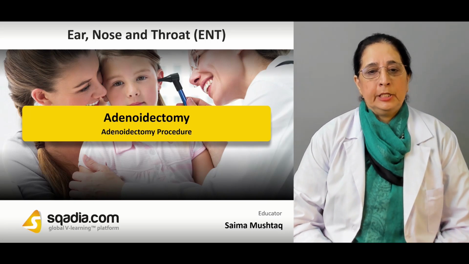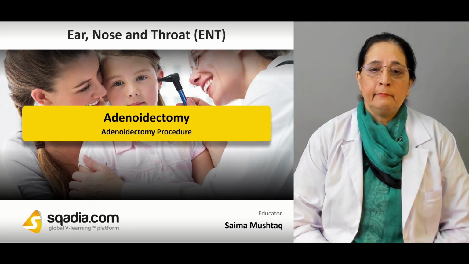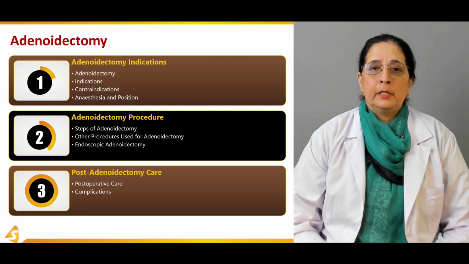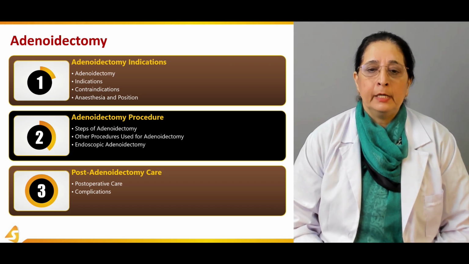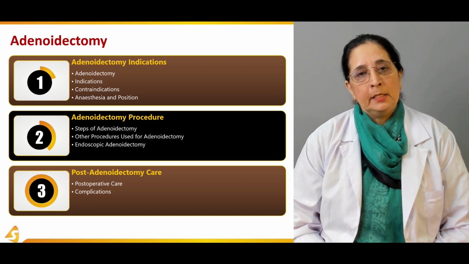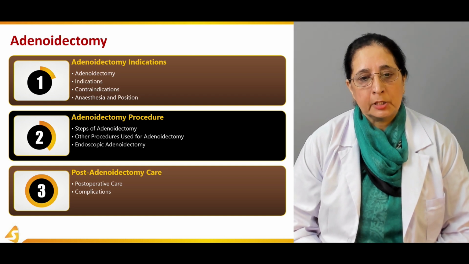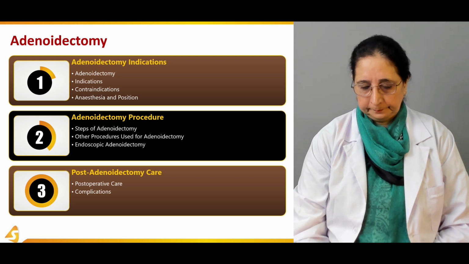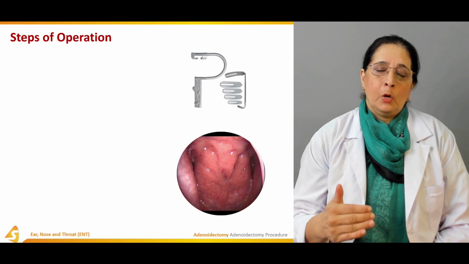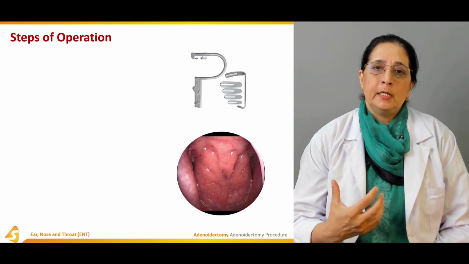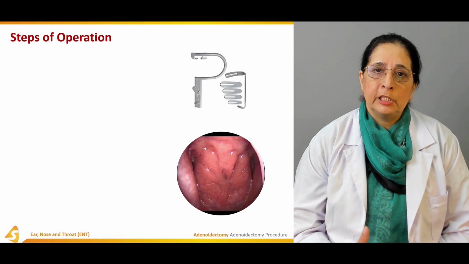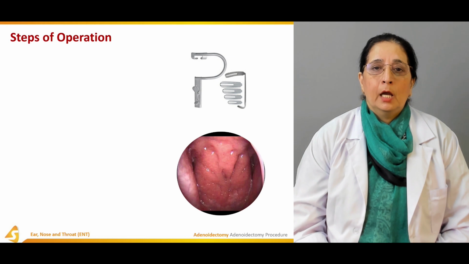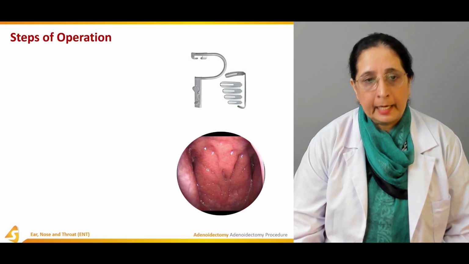Now, in the second section of adenoidectomy, we will discuss some procedures that are used for the removal of the adenoid. What are the steps of the procedure known as adenoidectomy, and what is endoscopic adenoidectomy? So we know now that adenoidectomy is the removal of the adenoid tissue, which is present in the upper part of the throat behind the nasal cavity.